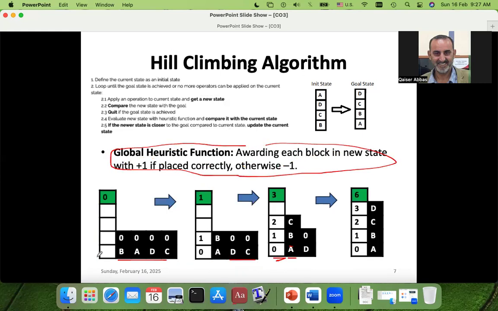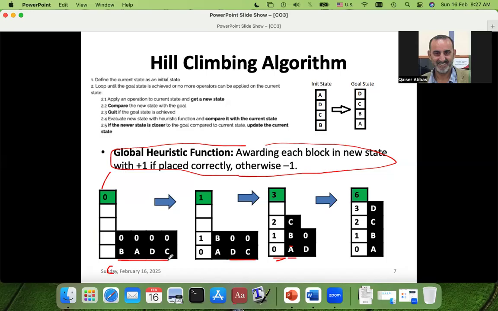So still continuing here on the next slide. This is our current state now, which has the heuristic cost 0 from the previous slide. Now this is the current cost. The algorithm will find the new state. So everything is now here. Now what will the algorithm do? It will go towards the goal state.